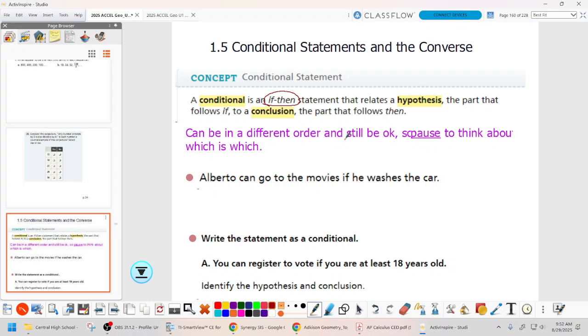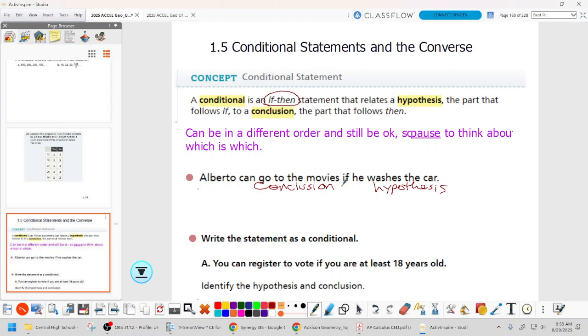I have some weirdness going on with images here. Alright, Alberto can go to the movies if he washes the car. So which part of that is the hypothesis part? No. If he washes the car, that's the part that has to be done. And then the conclusion is go to the movies. So even though it didn't flow in the usual order, it's still connected in the same way.